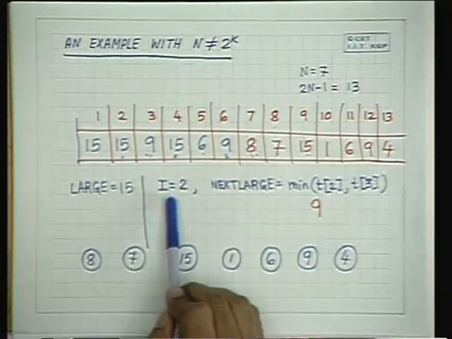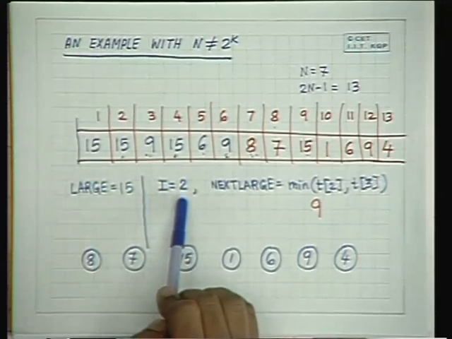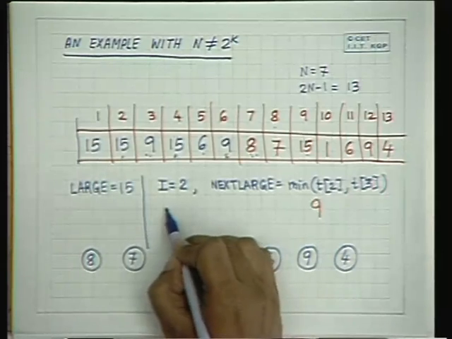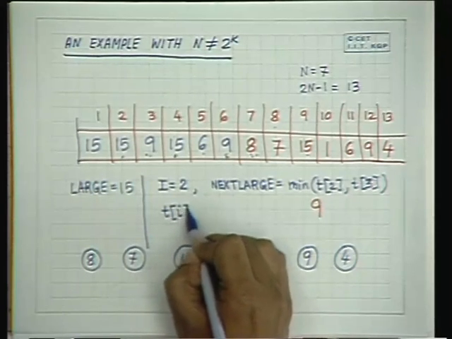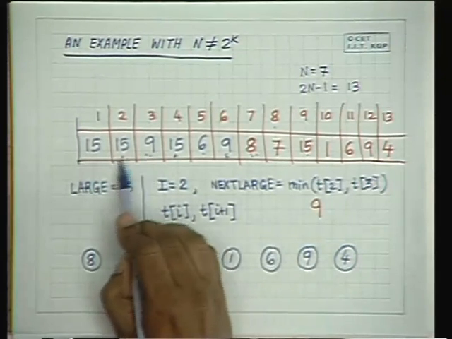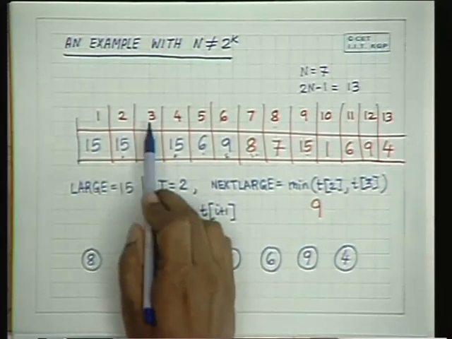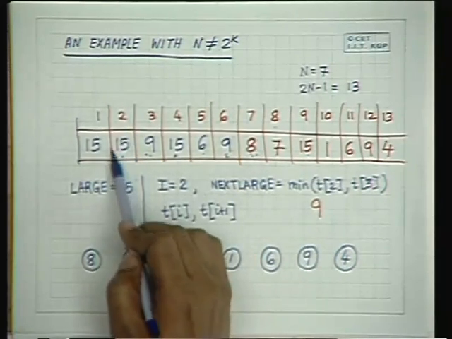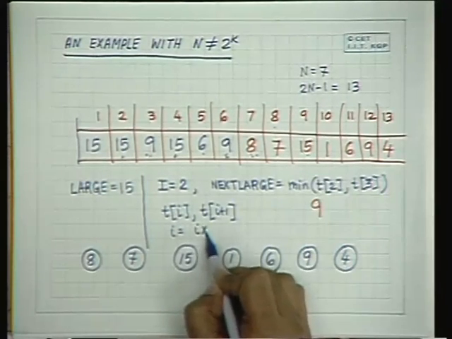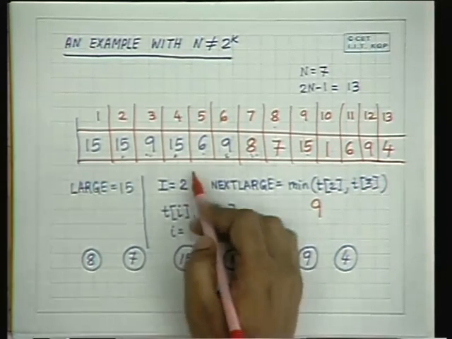Next we are at 2. So now we compare which of these two elements is larger. T2 is larger than T3. So we will compare Ti and Ti plus 1. Whichever is larger, if Ti is larger, we will double this index. If this is larger, we will double this index. In this case, this one is larger. So we double the index i into 2, and i, which was 2, will now become 4.